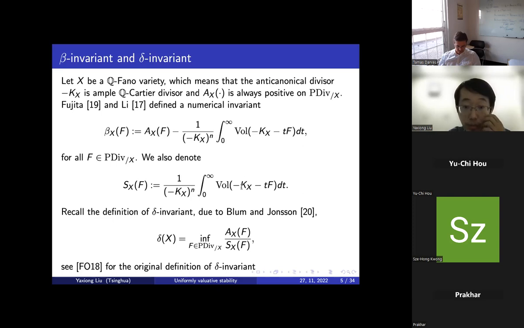Due to Blum and Jonsson, we know that the delta invariant can be defined as the infimum of A_X over S_X. One can also see the original definition of Fujita and Odaka, which involves some notions, the so-called m-basis type divisors, but we do not use this in today's talk.